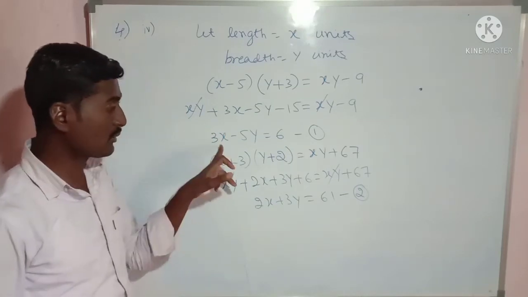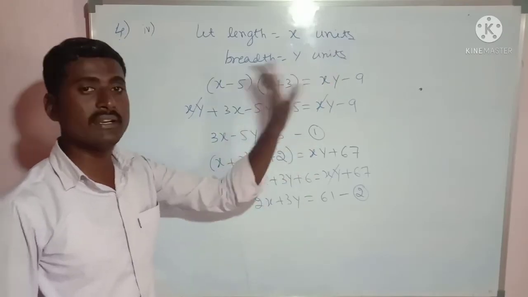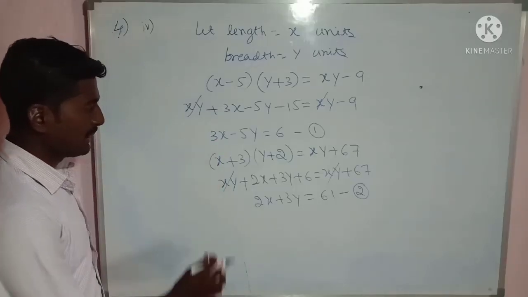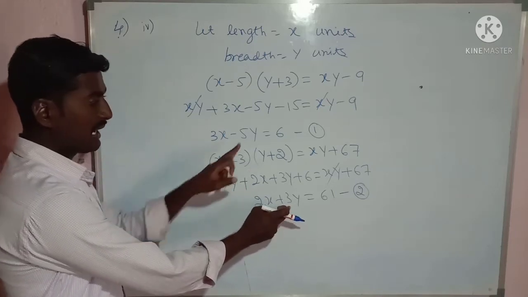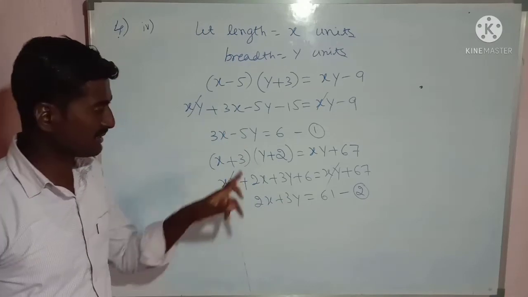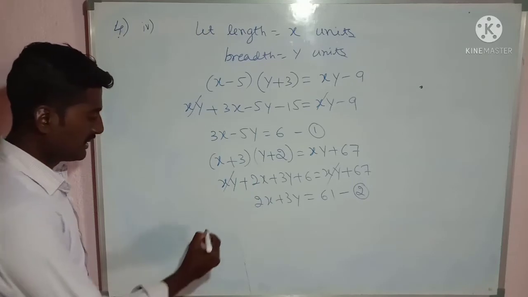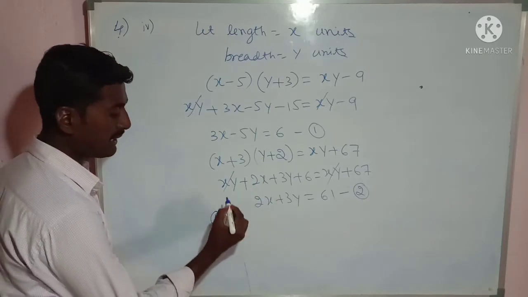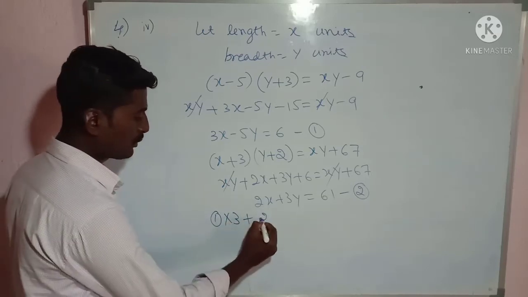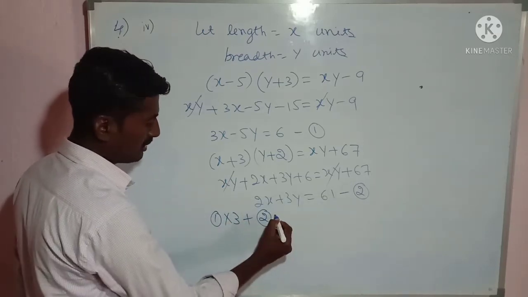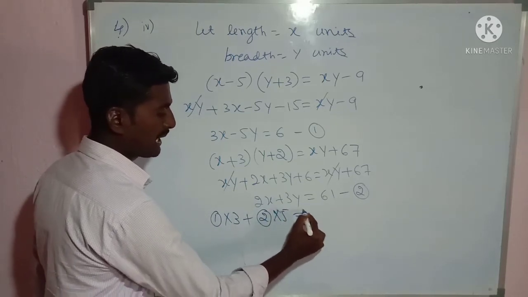Now by solving these two equations, how to get the value of x and y, means length and breadth. Equation number 1 is multiplied by 3 and equation 2 is multiplied by 5. Then after adding, the y term will get cancelled. This will become minus 15, this has plus 15. Okay, by elimination method I am solving. Equation number 1 is multiplied by 3, plus, equation number 2 is multiplied by 5.